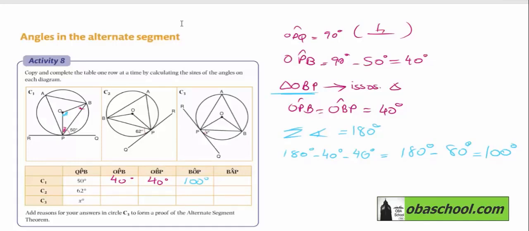Now for BAP, we have discussed a rule previously that says an angle located on the circumference of the circle, facing the same arc as the angle at the center, is half the measurement of that same angle at the center. And since that angle at the center, BOP, is equal to 100 degrees, BAP would be equal to half of BOP, which is basically 100 degrees divided by 2, and that would be 50 degrees for BAP. Now we will continue in the following tutorials.